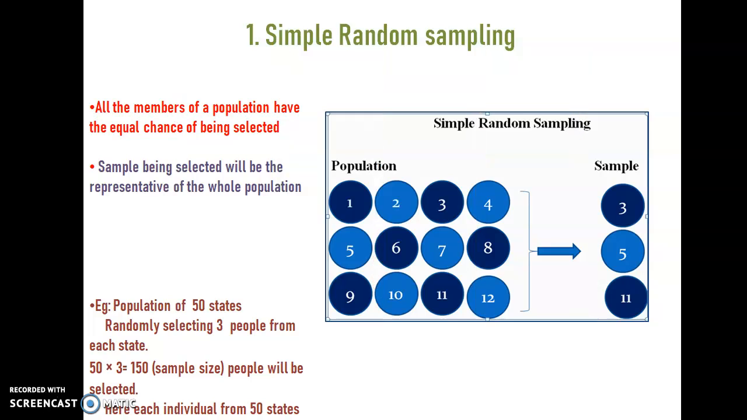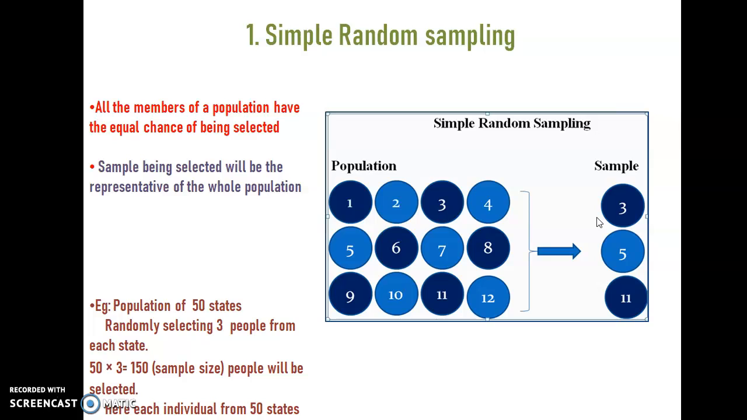Simple random sampling, as per the definition of random sampling, means all the members of the population have an equal chance of being selected. For example, this is a population of 12 individuals. Here, we are randomly selecting certain individuals. For example, 3, here it is 5, and here it is 11. We are randomly selecting these 3 individuals from this whole population. So, this 3, 5, and 11 represent the sample of this population.